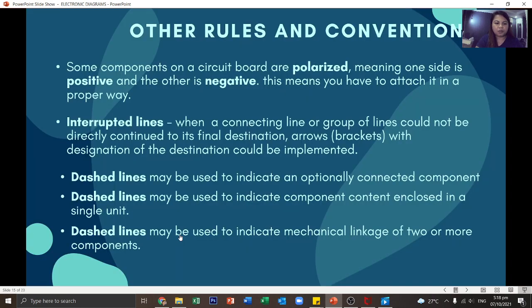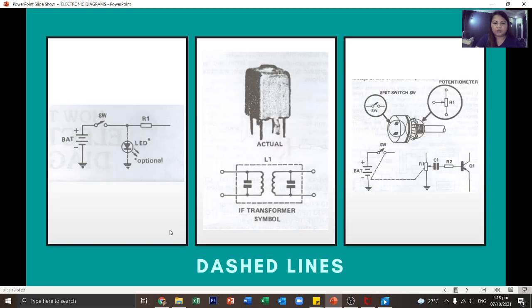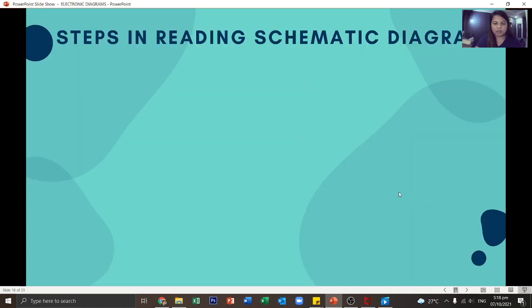Okay. Then the other one, dash lines may be used to indicate mechanical linkage of two or more components. Like this, we are using dash lines to indicate that the switch is linked to the potentiometer's swiper, the middle terminal of the potentiometer. So we use a dash line to indicate their linkage.